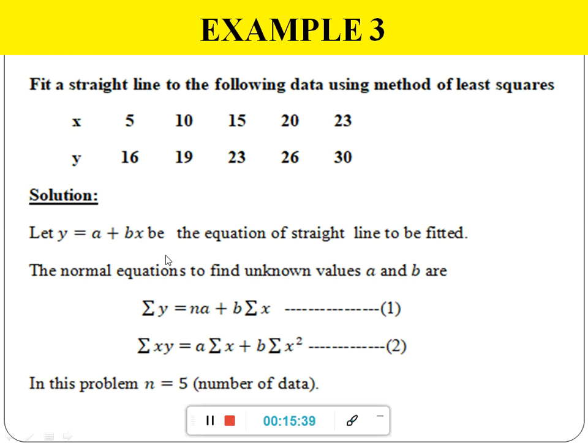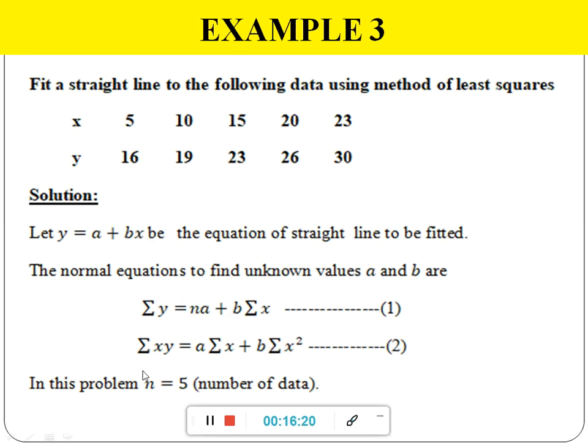To find normal equations, the same technique. First apply summation. If you put summation here, summation y. Summation of a alone represents simply n times a. If you put summation here, b summation x. To find the second equation, first multiply by x, giving xy. Put summation, summation xy. There is no x term in a, therefore simply x is there. If you put summation, summation x. Next one is bx. If you multiply by x, it becomes x square. Putting summation becomes summation x square. Here n represents the number of data, so here also n equal to 5.